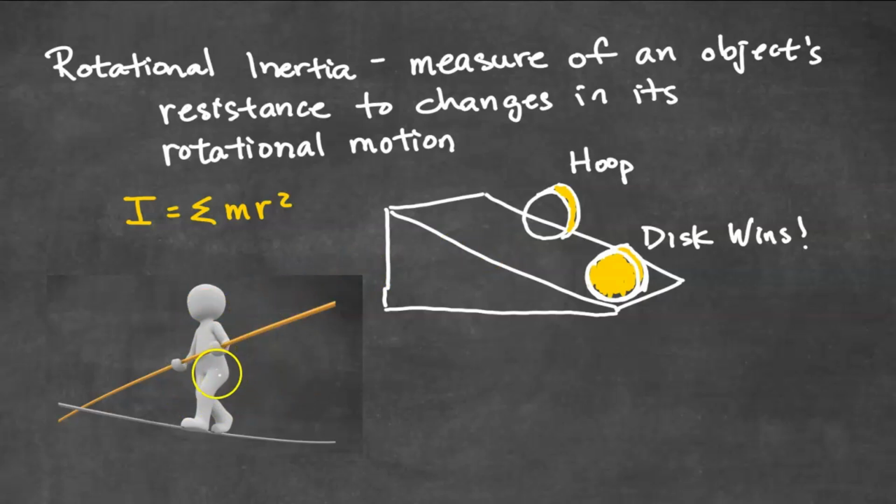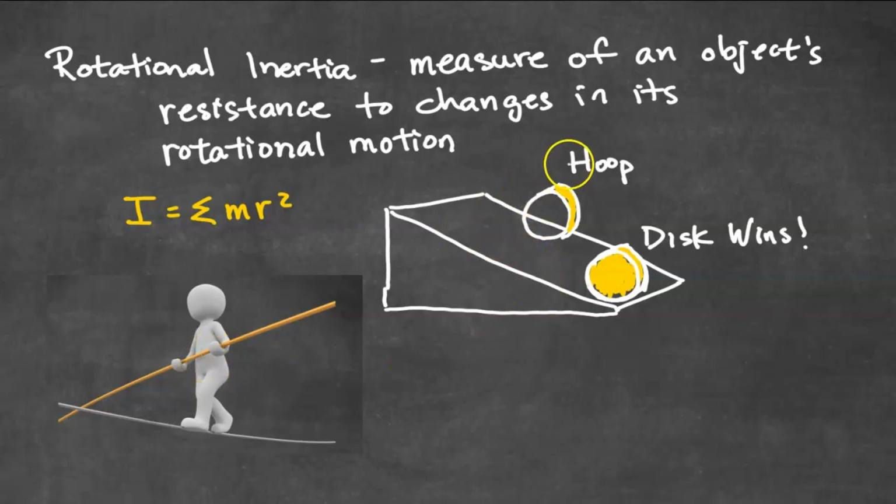Why does a tightrope walker hold a very long pole? So this tightrope walker is taking advantage of the law of physics. Because the pole is very long, the r is big, it's going to have a large rotational inertia, and so the tightrope walker is going to be more stable and less likely to tip over.